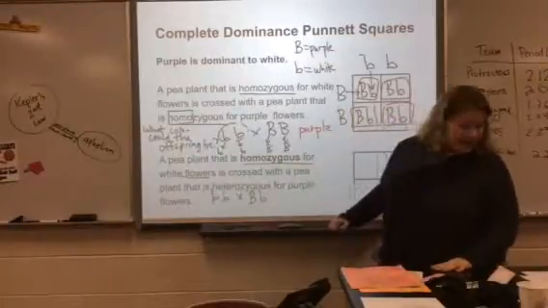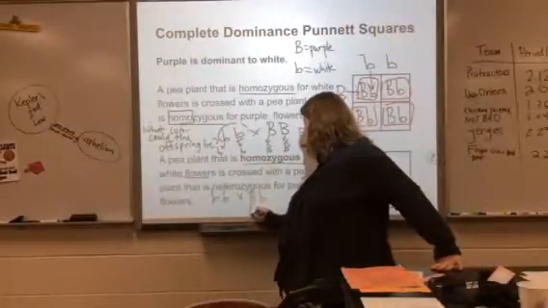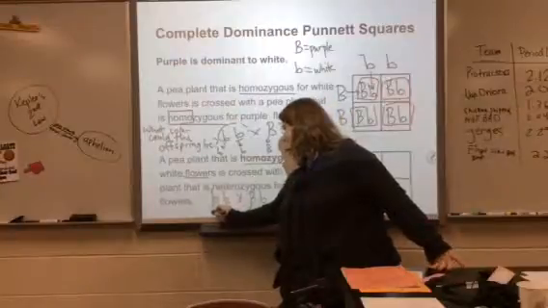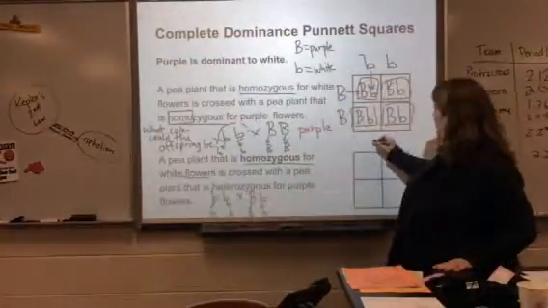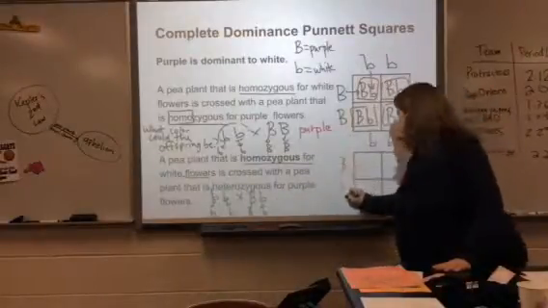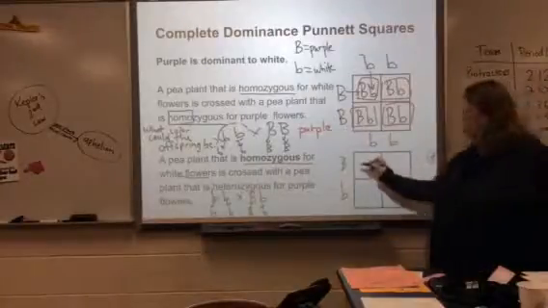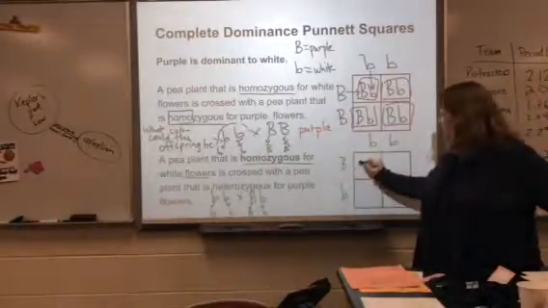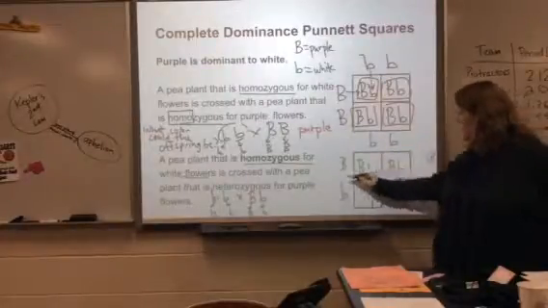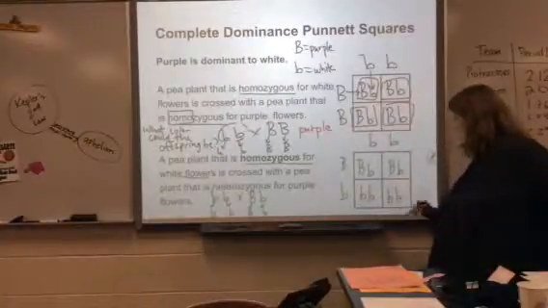Now I'm on step 3, determine the gametes. This one could pass on a big B and a little b. And this one could just pass on little b's to the next generation. Take the gametes from one of the parents and put it here. Take the gametes from the other parent and put it there. I'm on step 5: this one over and this one down, this one over and this one down, this one over and this one down, this one over and this one down.